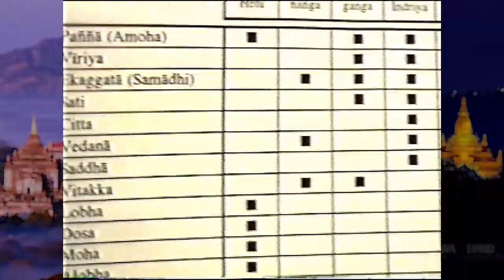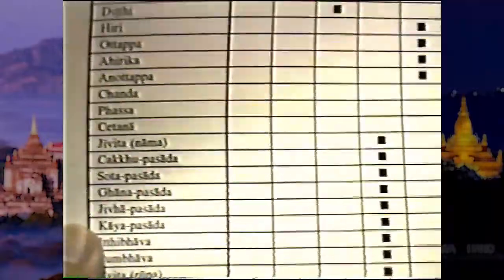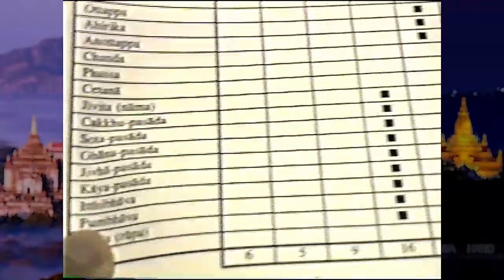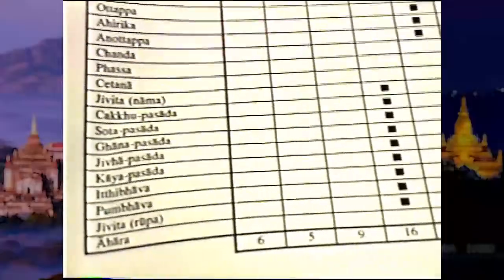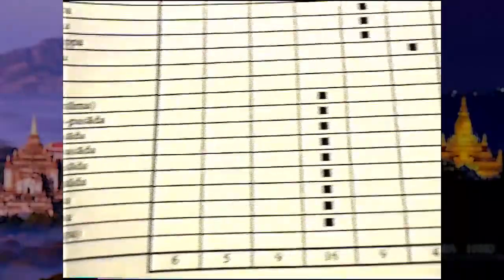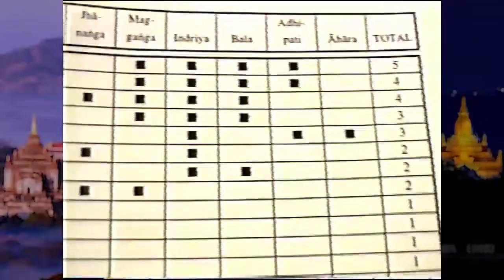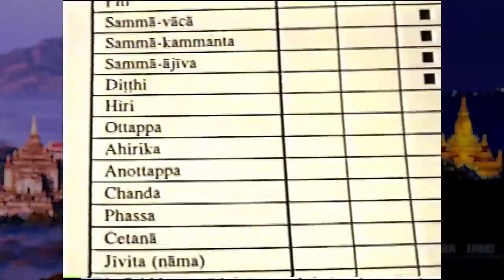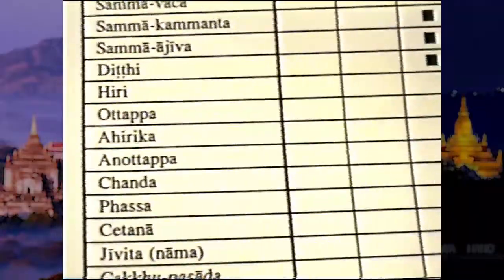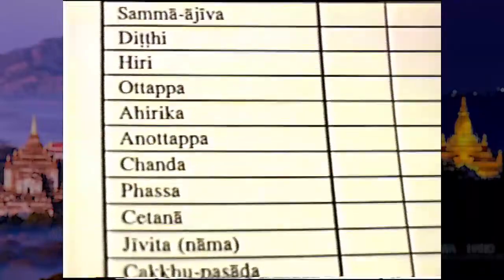Right. And then down there, Jivita. There are 2 Jivitas. Cakkhu, Sota, Ghana, Jivha, Kaya, Itthibhava, Pumbhava, and then Rupa Jivita. So 16. And Bala, 9: Panya or Amoha, Viriya, Ekagata, Sati, Saddha, Hiri, Ottappa, Ahirika, Anottappa. Adhipati only 4: Panya, Viriya, Chitta and Chanda. Ahara only 4: Chitta, Phassa, Cetana and Ahara. Right.